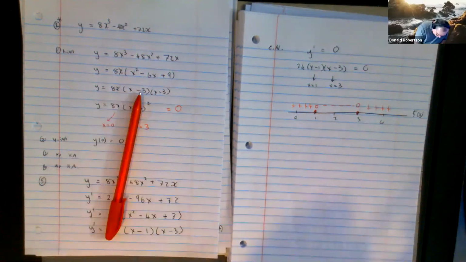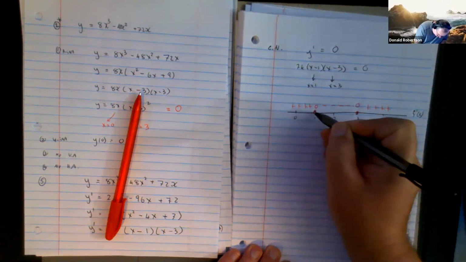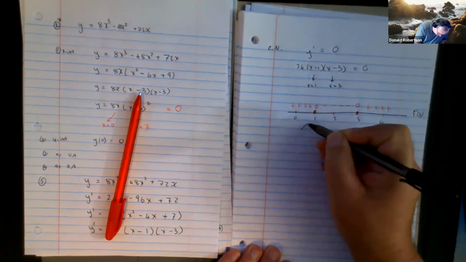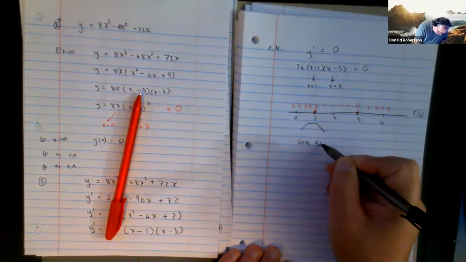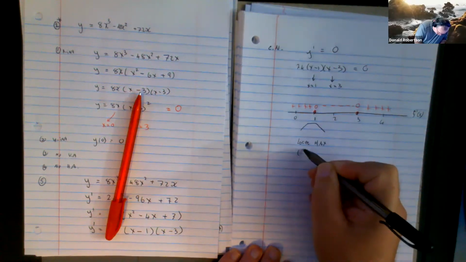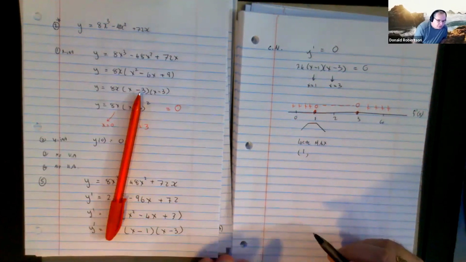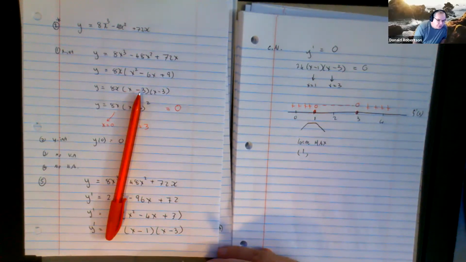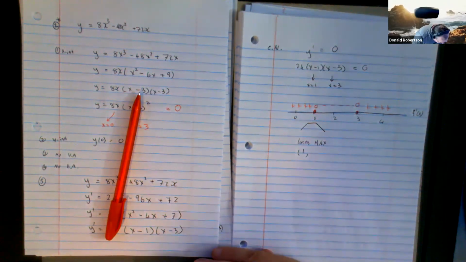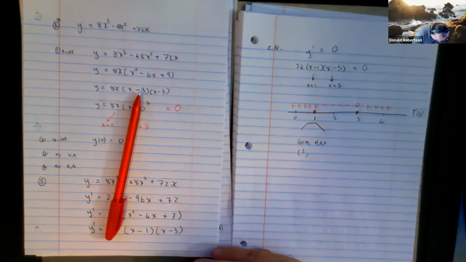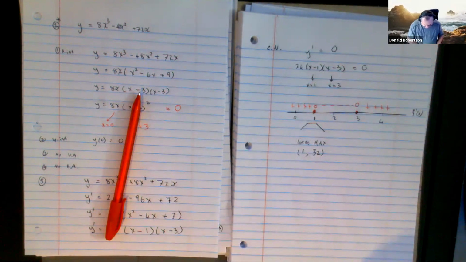And now I can look at what's going on at the values of 1 and 3. At x equals 1, it's positive, 0, and negative. So that means there is a local maximum, and it's at point 1, comma, and I just go back here and I plug in 1. And what on earth is the answer when you get 1? 72 take away 48, add to 80, 32. Okay, at 1 comma 32, there's a local max.